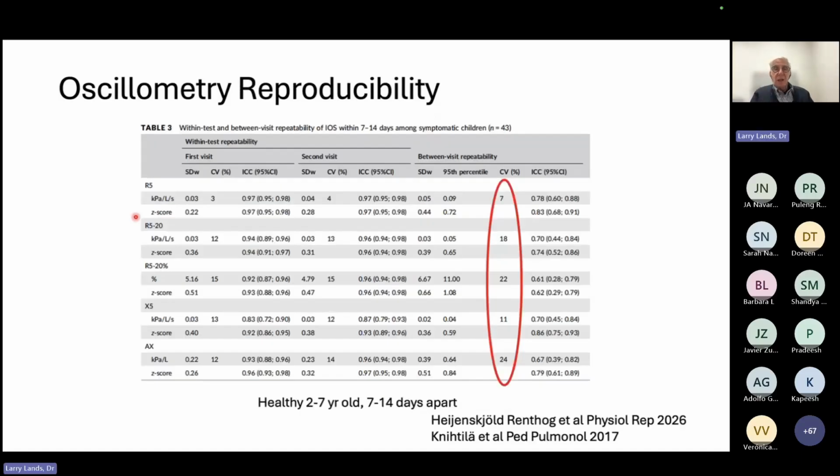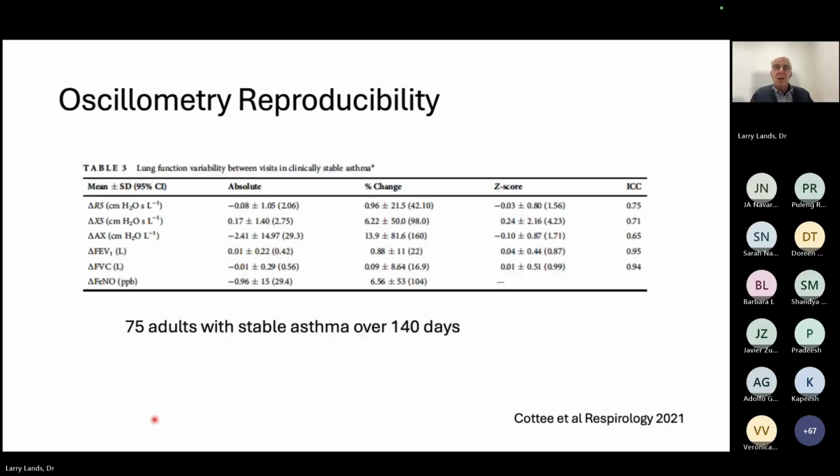This was a study looking at young children, 2 to 7-year-olds, and reassessed them 7 to 14 days apart. You can see that certainly for the R5, which is what we have been looking at for the coefficient of variation, it's really quite small, so it is reproducible over a time period. You can see that other measures, particularly the reactance measurements, can be a little higher in terms of their variability, but you can use these to follow patients.